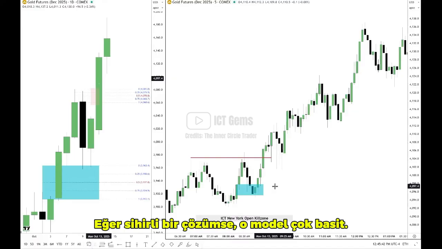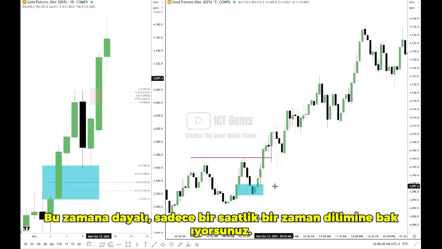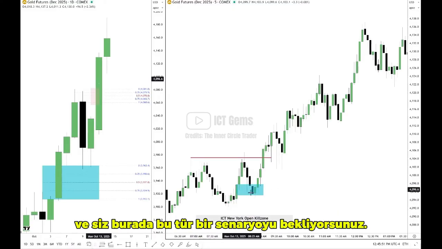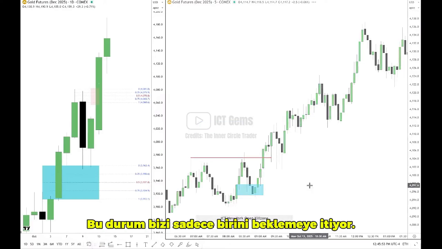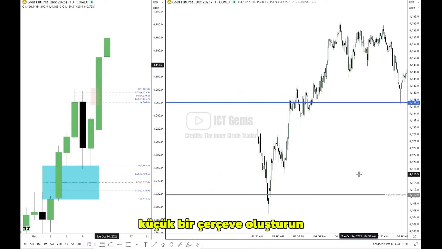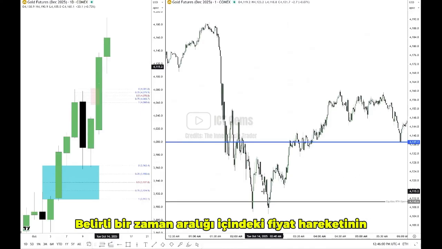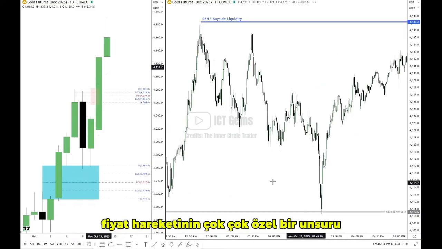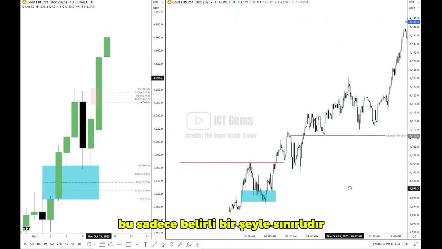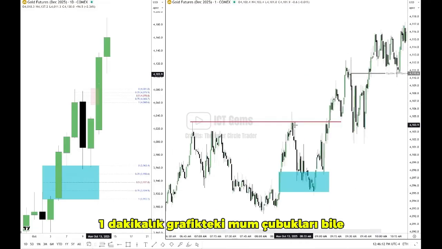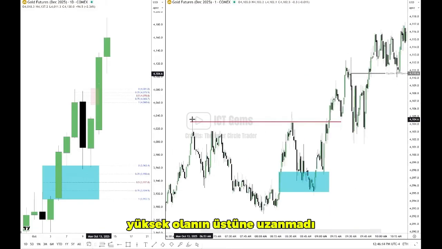If it's silver bullet, that model, which is very simple, it's time based, you're only looking at 1 hour of time. You're waiting for 10 o'clock in the morning Eastern time, and you're waiting for this type of scenario here. I gotta put it on a 1 minute chart. It's driving me nuts. The idea of simply waiting for one setup, one little framework of price action within a defined range of time. Very, very specific element of price action that is limited to just one specific thing. See how even the candlesticks on the 1 minute chart didn't lay over top the high?